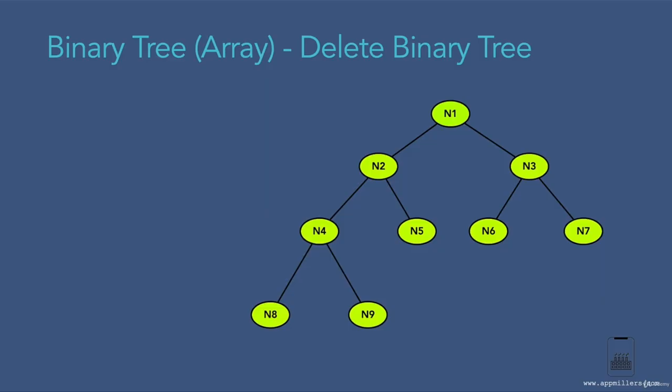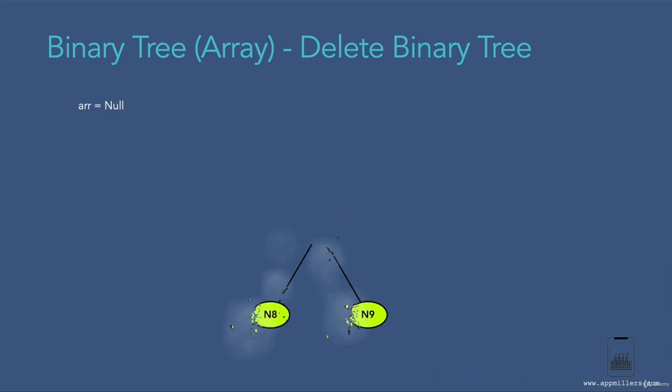Now in case of array implementation, this is not the case. Here, all we have to do is set the array to null. When we set the array to null, it's going to delete all nodes from the memory. With this, we have successfully deleted the binary tree from the memory. Based on this logic, let's head over to Java and create the delete entire binary tree method.